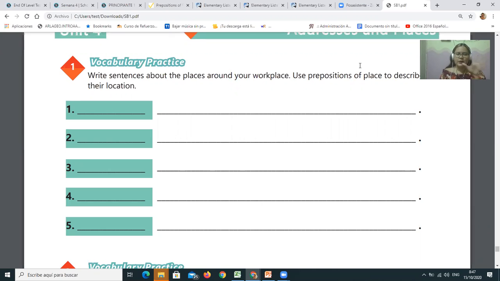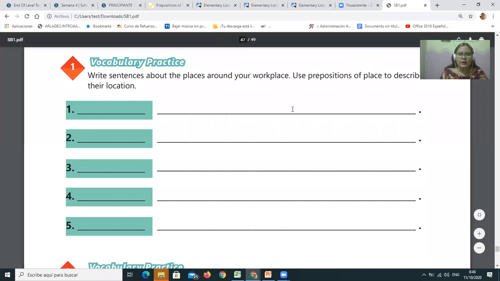You have 5 minutes. In the chat, please write examples. 5 sentences. Describe places around your workplace. Use prepositions of place and there is and there are. Okay? There is and there are.